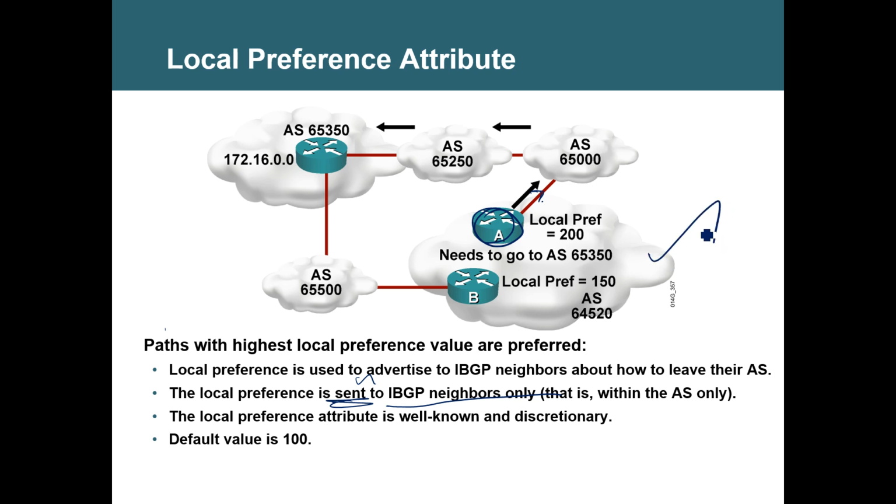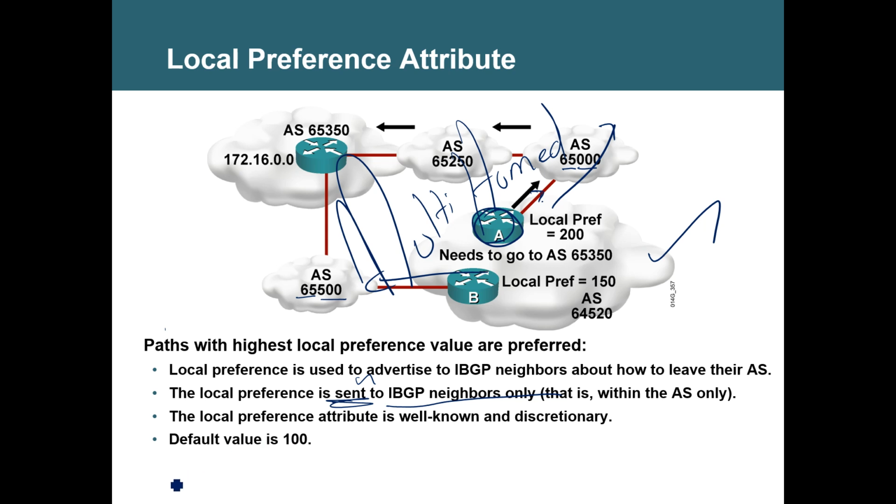This autonomous system is dual homed, no doubt. Dual homed means what? This autonomous system is connected to two different autonomous systems. One is this direction, another one is this direction. They are two different autonomous systems. This is 65,000. This is 65,500. Two different autonomous systems. This is what is called multi-homed.